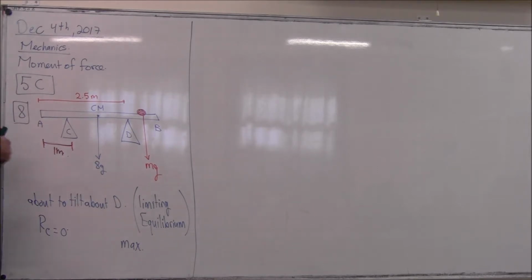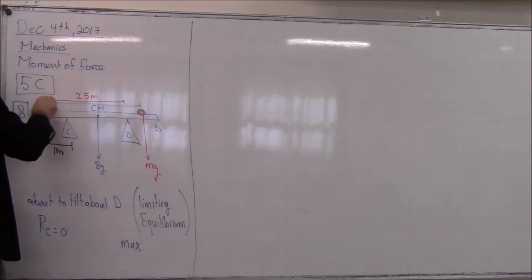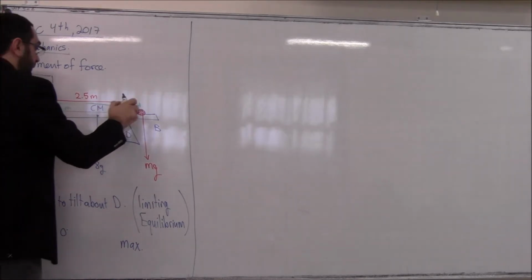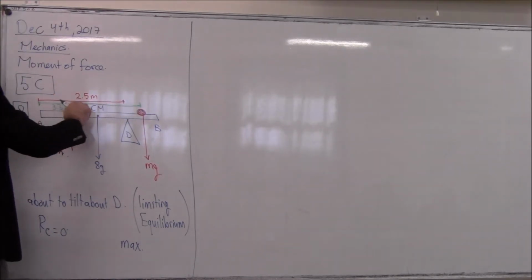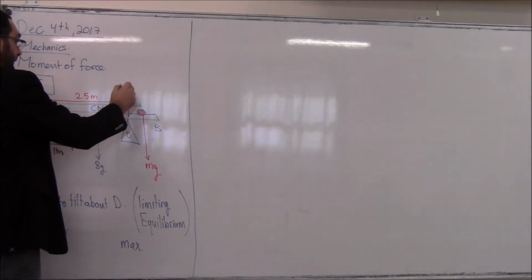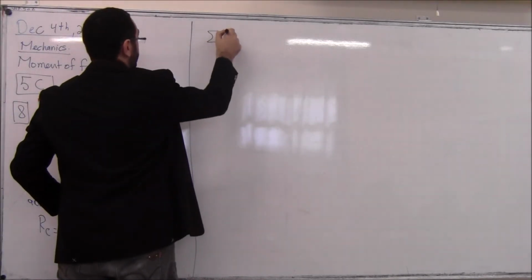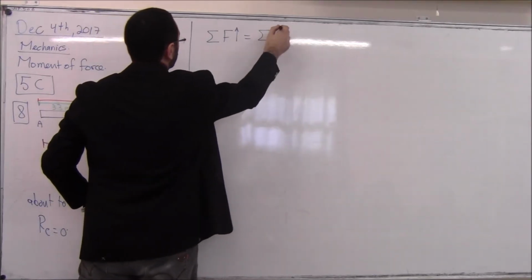This distance, as you mentioned before, between this particle and here is 3.3 meters. Any question? So basically here we have RD only, and RC would be zero.